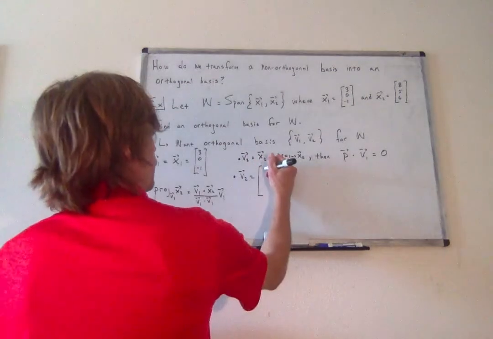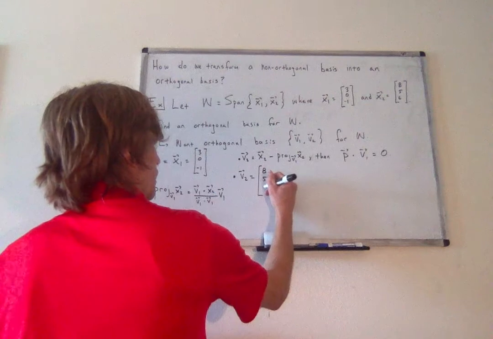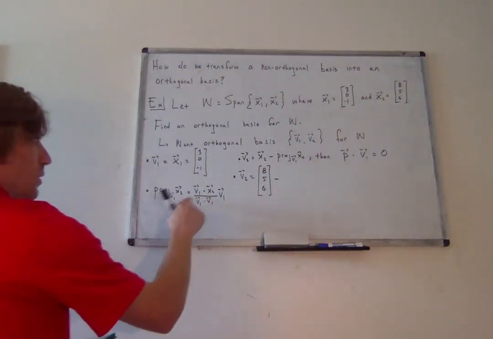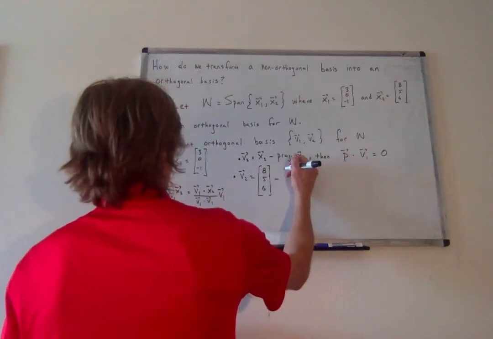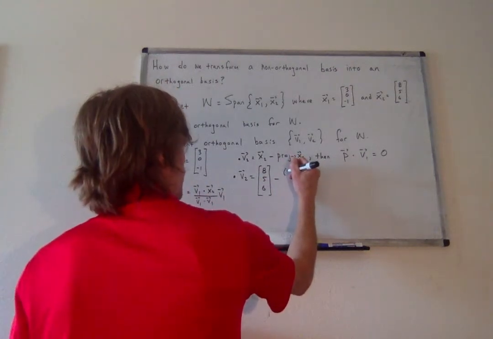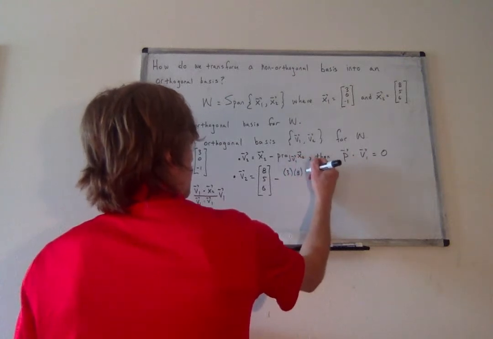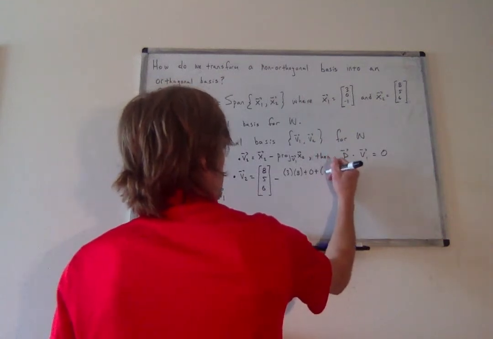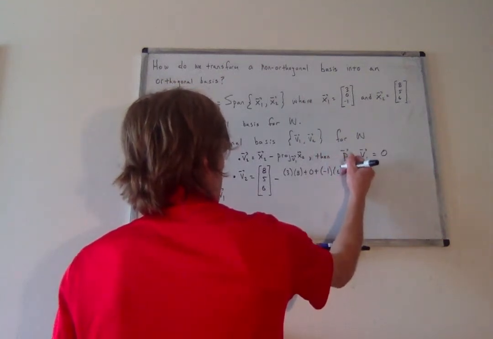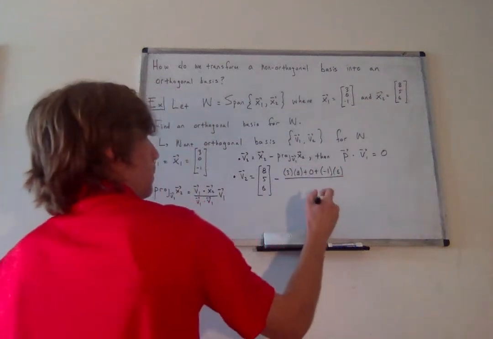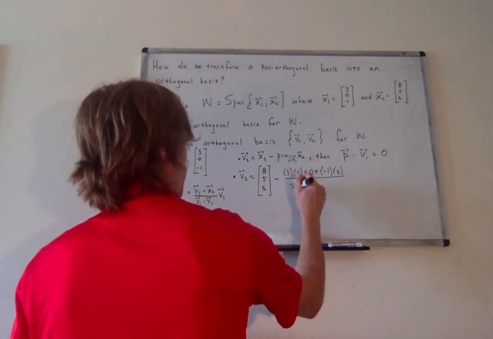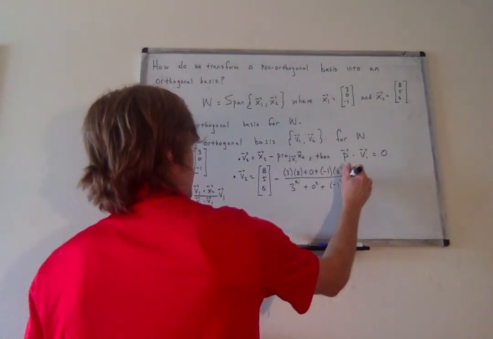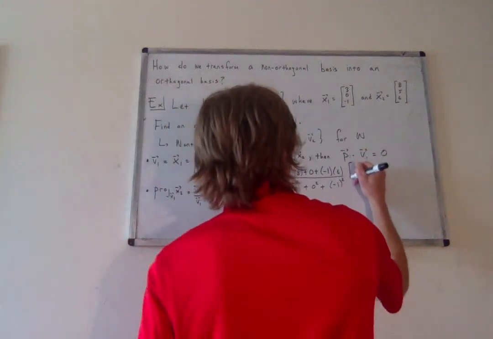So now v2 is just a few simple vector operations away. It's x2 minus the projection of x2 onto v1. So v1 dot x2 is equal to 3 times 8, plus 0 times 5, or just 0, plus negative 1 times 6, over v1 dot v1, so 3 squared plus 0 squared plus negative 1 squared, times v1.